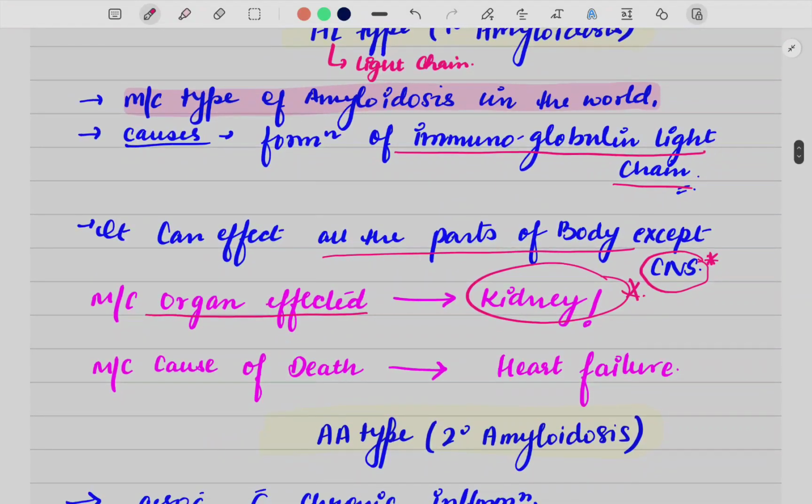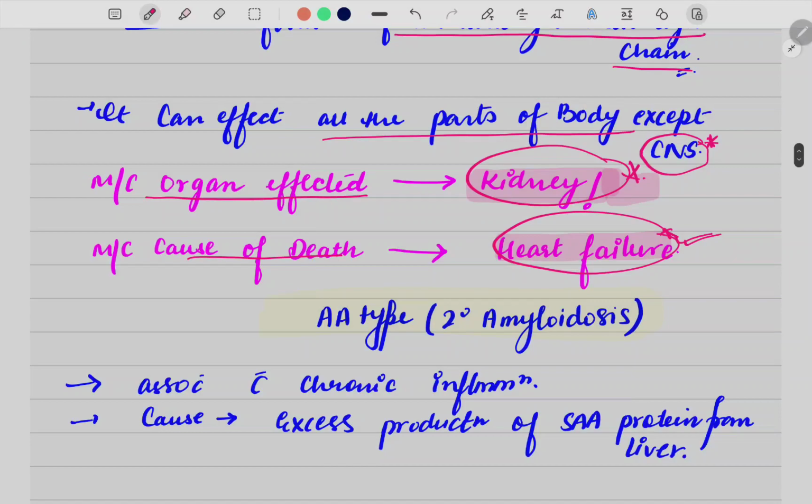The most common reason of death here is heart failure. Now this is something very different. If somebody is asking you what is the very common organ affected, you will say kidney. Then why is renal failure not the cause of death? The cause of death is going to be heart failure and not renal failure. Kidney could be the most prominent organ affected, but the most famous reason for death is heart failure. You need to remember this. This was all a little about the AL type.